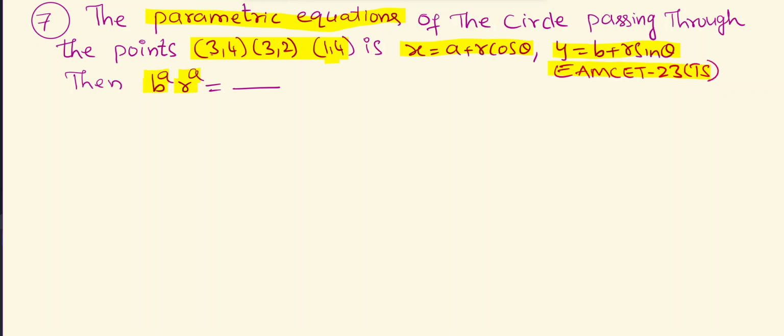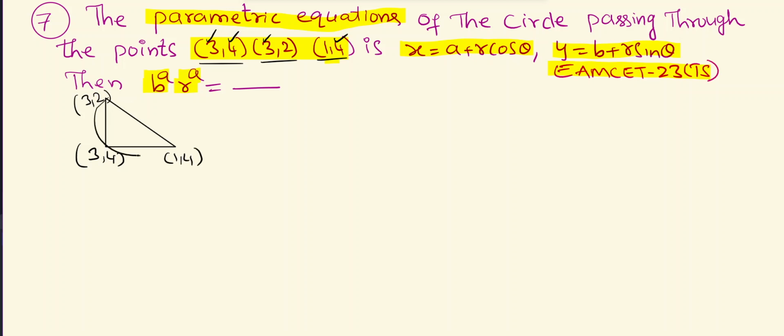Here the given points are (3, 4), (3, 2), (1, 4). Observe these points. The x coordinate 3 is repeated and the y coordinate 4 is repeated. That means this is a right angle triangle at (3, 4), and the other points are (3, 2) and (1, 4). Now find the equation of the circle.